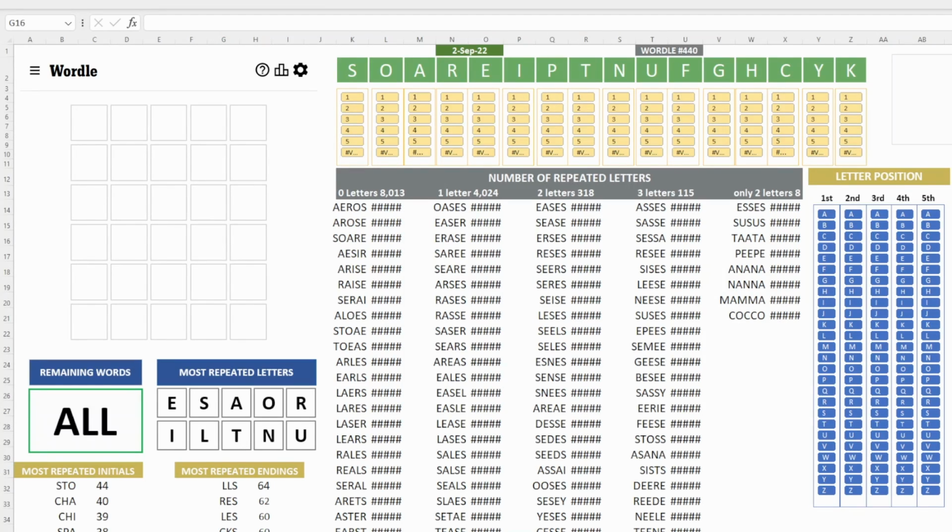Welcome to another round of Wordle. Today we are playing Wordle 440, and the word we're using, I think it's a repeated word already, but let's use it anyway. The word is speak. All right, so we found the letter A. Let's filter those letters out.